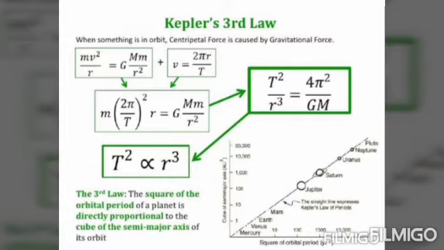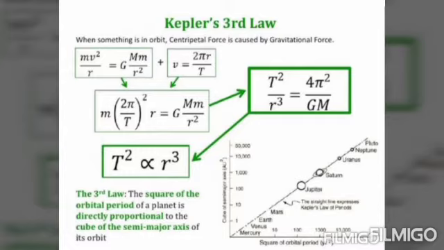Formula of gravitational force: G M m by r square. Capital M, S is the mass of the Sun, and small m is the mass of the planet, and r is the distance from the Sun. So G M m by r square is equal to m v square by r. That is the centripetal force.